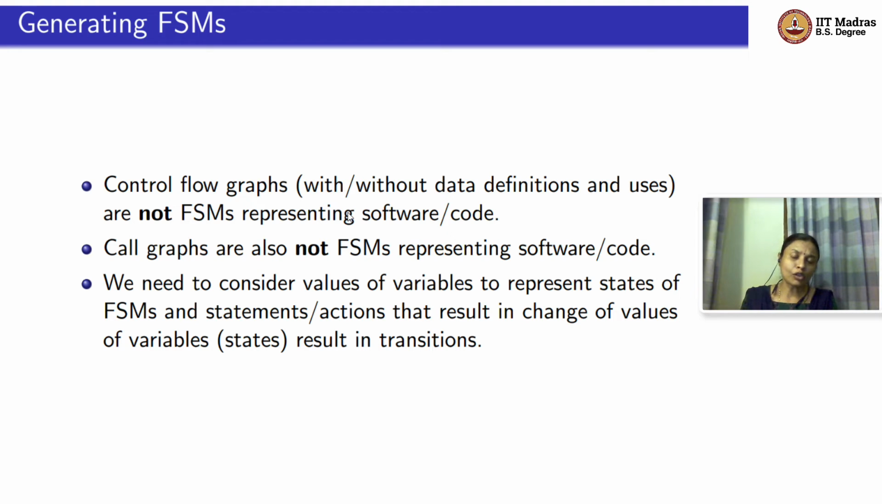So control flow graphs, data flow graphs, and call graphs are structural entities. Finite state machines represent the behavior of software. So for that we need to consider the change in the values of all the variables, which will represent the states of the finite state machine, and actions that result in a change in the values of the variables, which result in transitions.